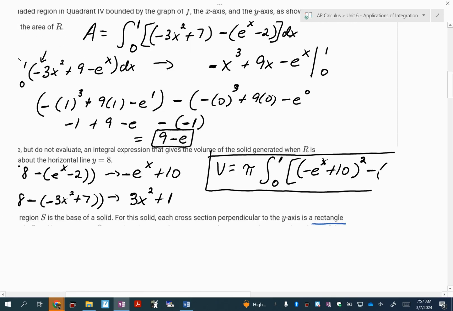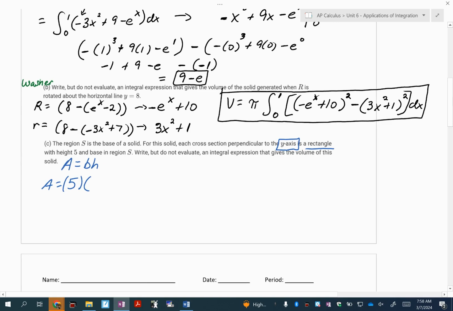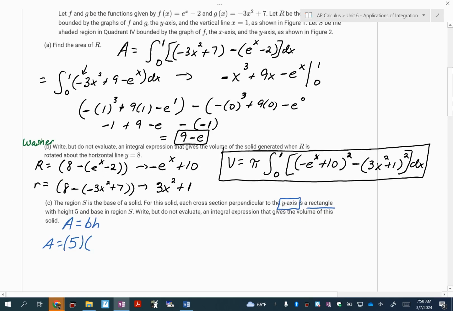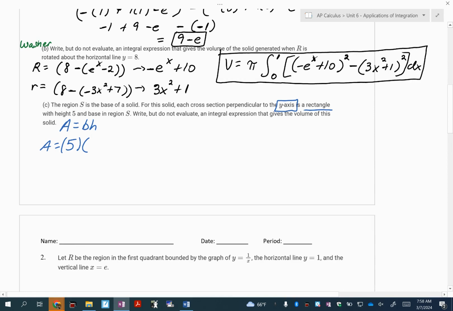What makes this tricky is that because it says it's perpendicular to the y-axis, we're actually thinking that we need to write this function in terms of y instead of x. So this function is f of x, which is e to the x minus 2. So I'll put that here, right? If I replace f of x with y, what we need to do first is figure out what this function is, written instead of y in terms of x.